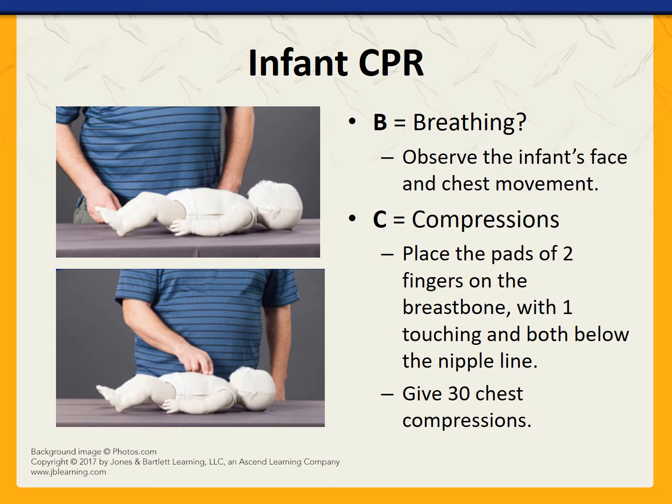With compressions for infants, there are 2 ways to administer them. First is with both fingers right below the breastbone. Second is with the middle finger and ring finger placed right below the breastbone. So you'll place the pads of 2 fingers on the breastbone with one touching and both below the nipple line. Then administer your 30 compressions. If this infant has 2 rescuers performing CPR, then you can switch into 15 compressions to 2 breaths.